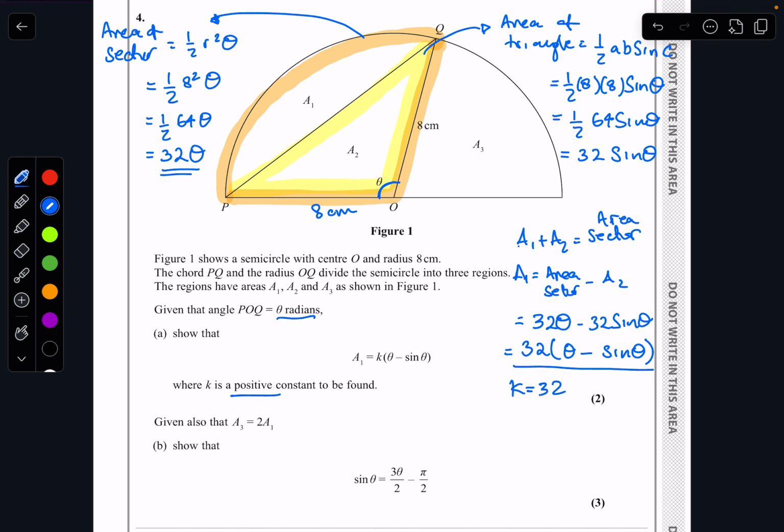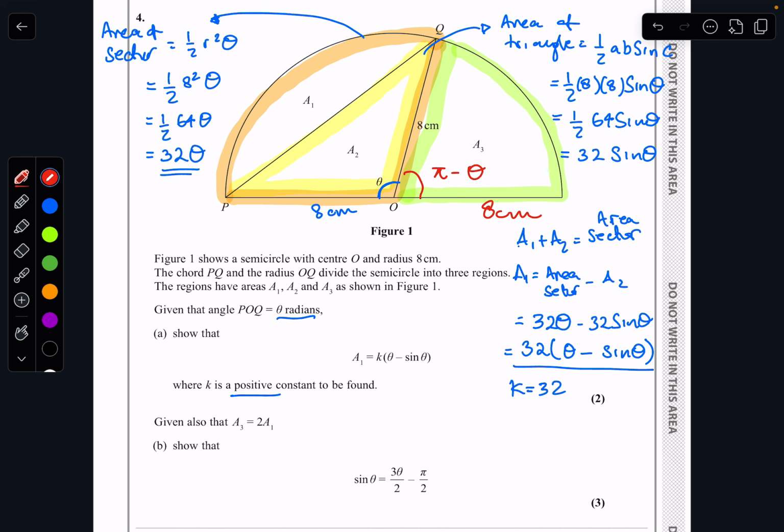So now, in order to do part B, we need to find A3. A3 is another sector that we need to find. So let's highlight that out. This is another sector that we're trying to find, which is this one here. The only thing that we are missing, again, this is 8 centimeter, is the angle. But we know that angles in a straight line add up to 180 degrees, or in terms of radians, that would be pi. So in order to find that angle, that will simply be pi minus theta, which is the angle of the other sector.